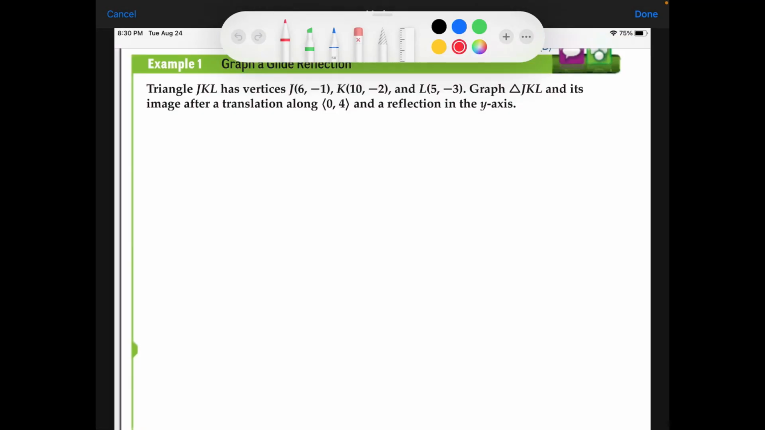So here it says triangle JKL has vertices, and it tells us where they are. They want us to graph the triangle and its image after a translation. So make sure you know which transformations they're asking for. In this case, first you have to do a translation and then a reflection in the y-axis. Now this right here, this is basically our rule. So I'm going to go ahead and write it out so you can understand what that means.